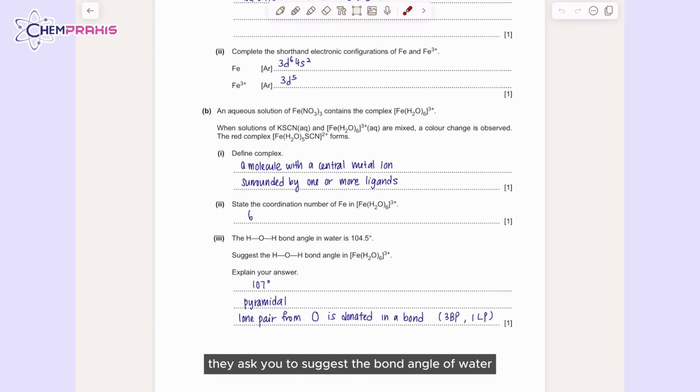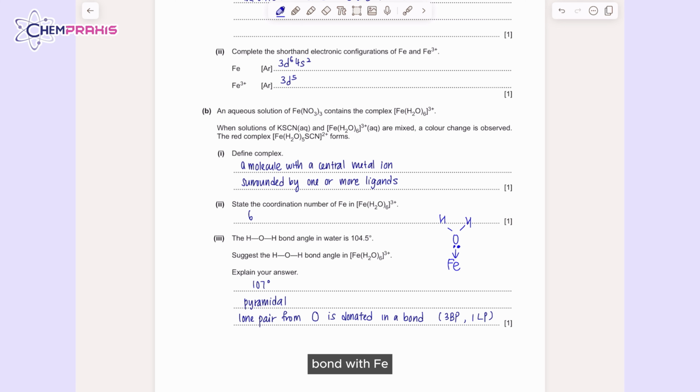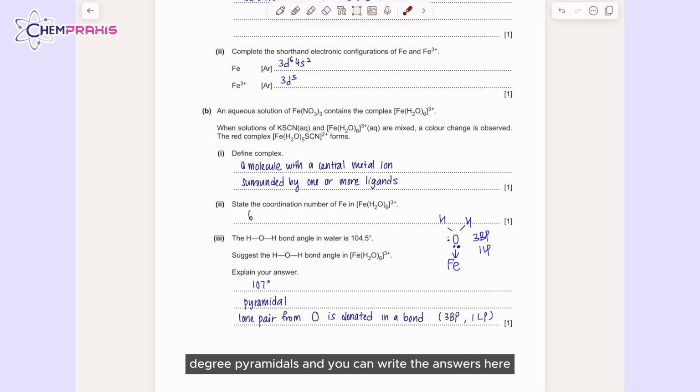They ask you to suggest the bond angle of water in the complex ion? Explain your answer. So when they form complex ion, the water molecule will use the lone pair of electrons to form a dative bond with Fe. So in this case, your water molecule will have 3 bond pairs and 1 lone pair. So they will have 107 degrees, pyramidal. And you can write the answers here. Lone pair from oxygen is donated in a dative bond. So you have 3 bond pairs and 1 lone pair.